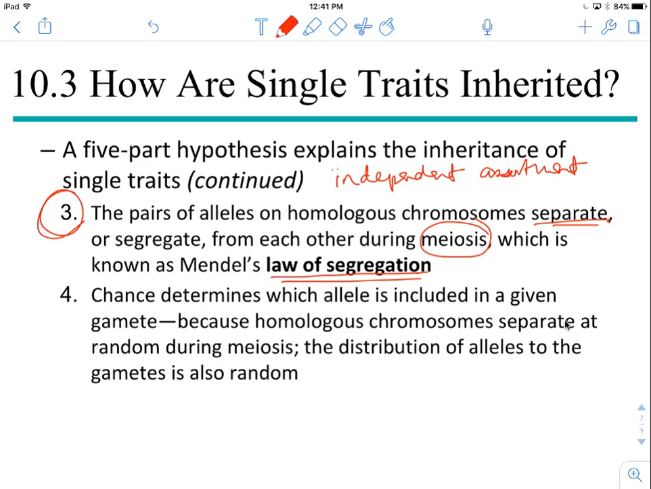And then that is followed by the law of segregation, which says when the homologous pairs are separated during anaphase 1 of meiosis 1, it's random which allele gets segregated into which gamete. Okay, and that goes along with point 4, which is this is all again determined by chance. It's independent. So chance determines which allele is included in a given gamete because the homologous chromosomes separate randomly during meiosis because they line up randomly. So independent assortment and segregation go hand in hand. Okay, so the distribution of alleles into the gametes is also completely random.